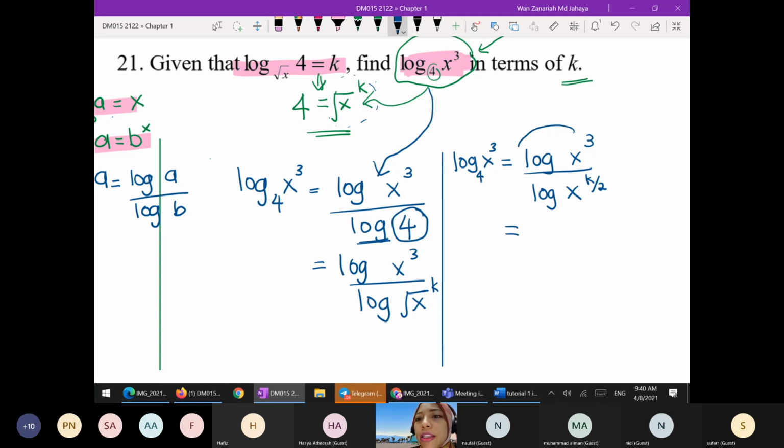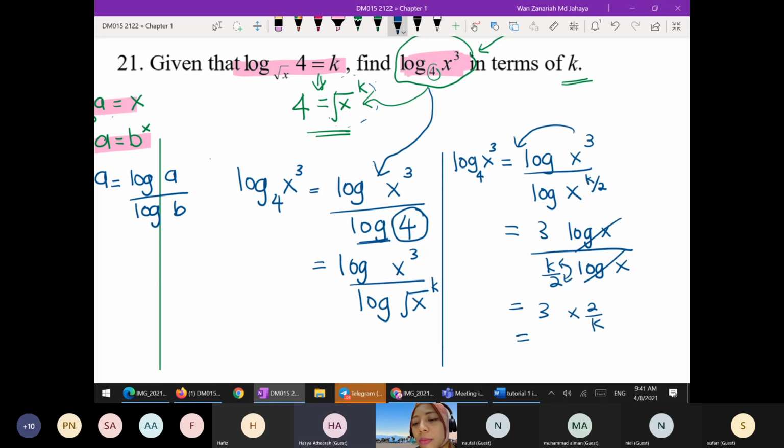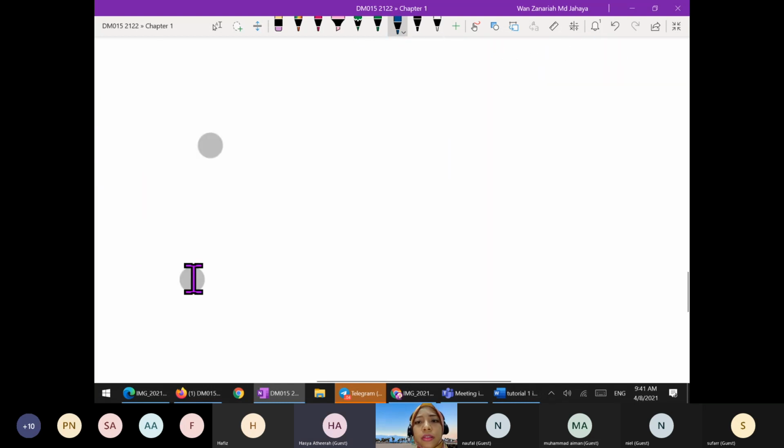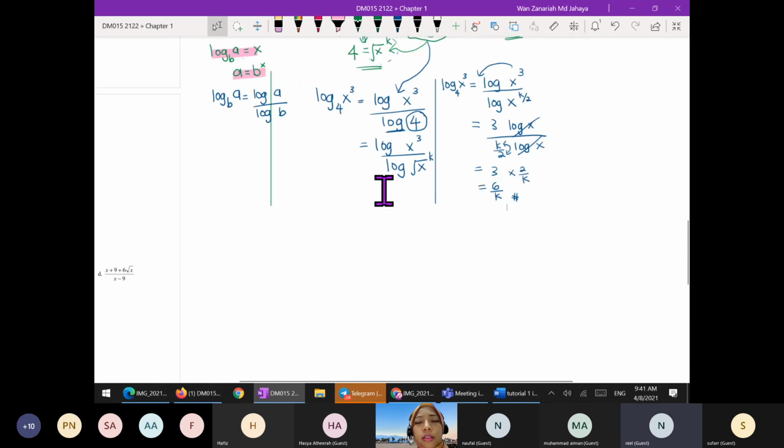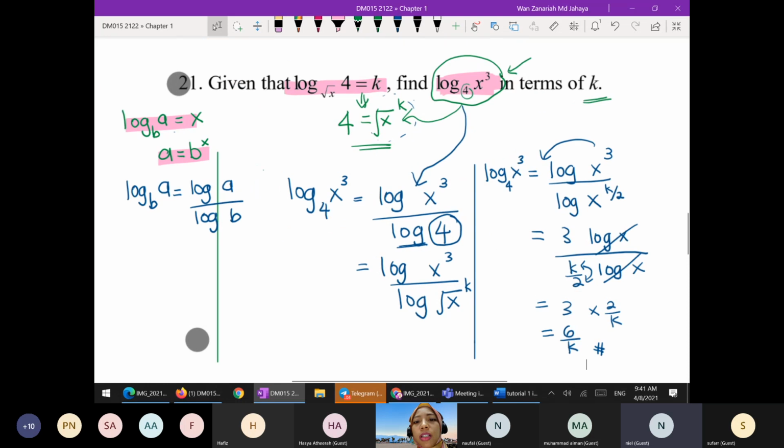Boleh tak kita bawa ke hadapan 3 ni? Boleh? 3 log x over k over 2 log x. Log x cancel. So jawapan bila bahagi dia adalah darab. Okay, I bahagi, I tukar darab dengan syarat apa? Kita kena swap top and bottom. Becoming 6 over k. Okay. Jawapan apa? 6 per K. Samalah. Sama ke tidak? Sama madam.